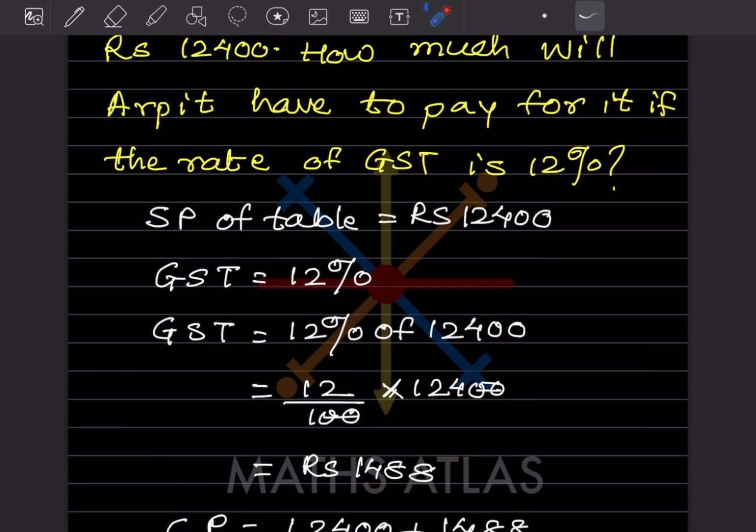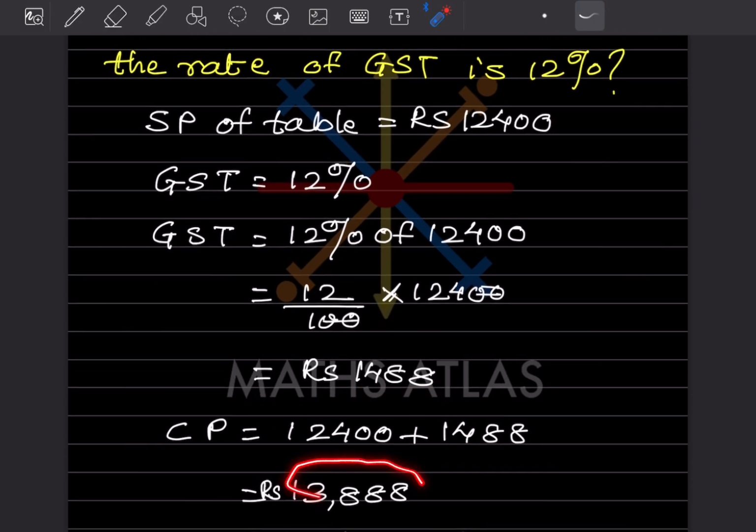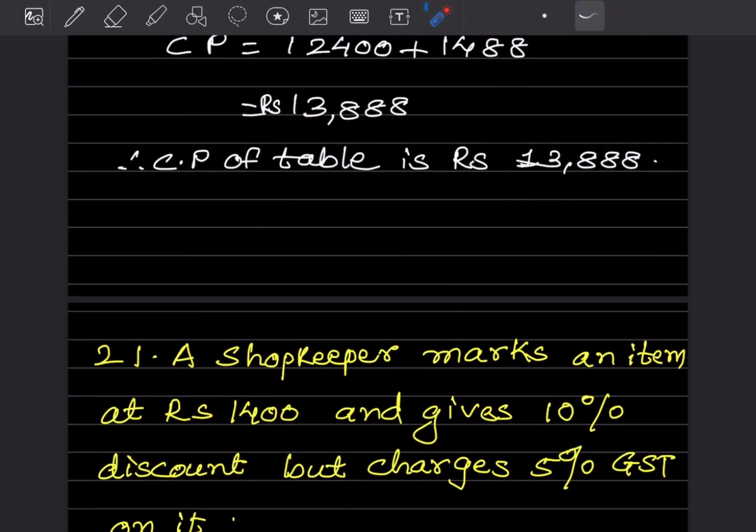So the cost price is 12,400 plus this GST, that will be 13,888.